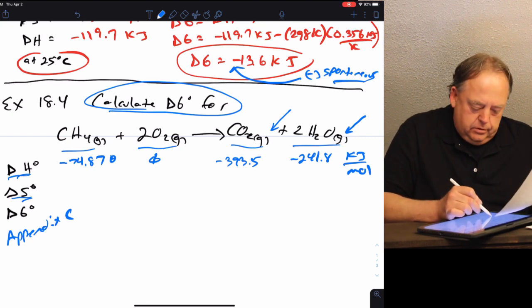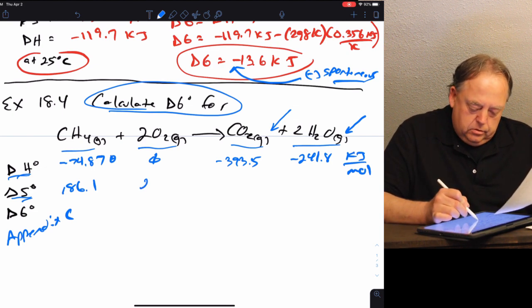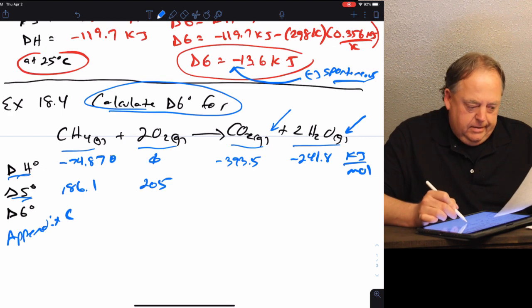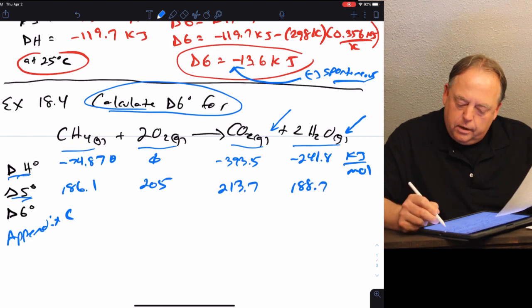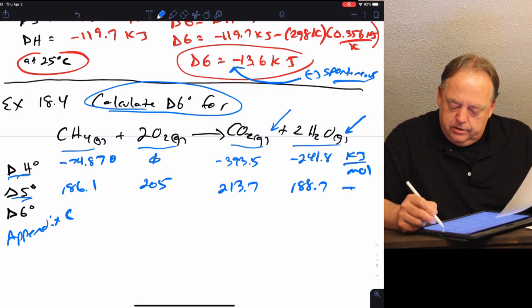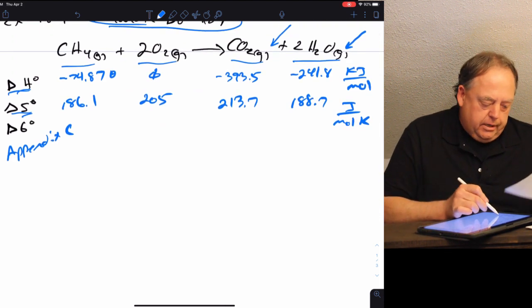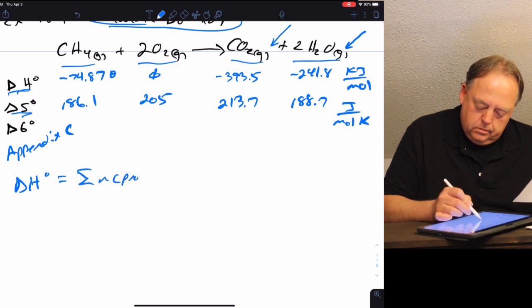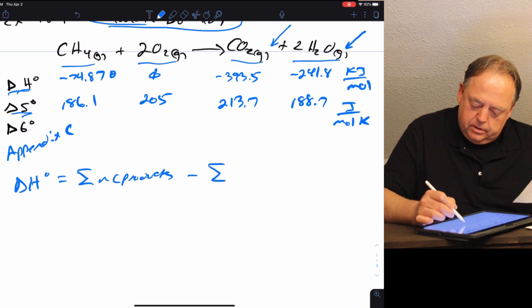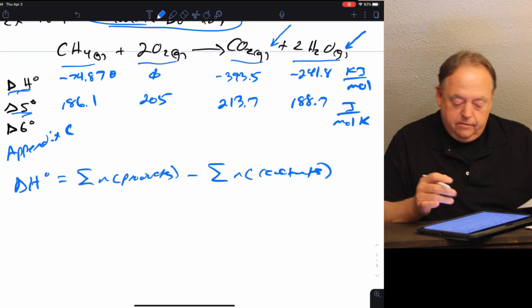And then delta S values: 186.1 for CH4, 205 for oxygen, 213.7 for CO2, and 188.7 for water in the gaseous state, and all of these are in joules per mole Kelvin. Okay, so we can calculate delta H0, right? Summation of products minus summation of reactants, and then do the same thing for delta S.